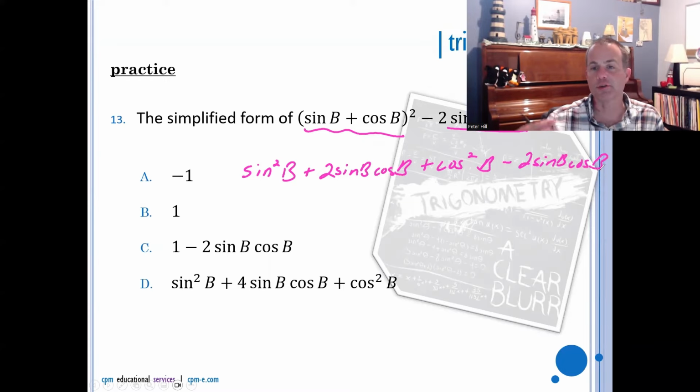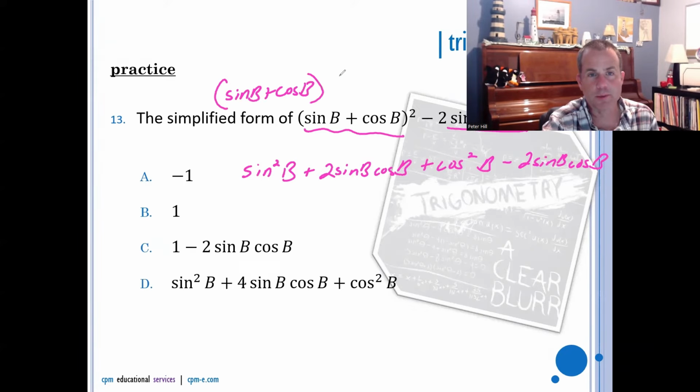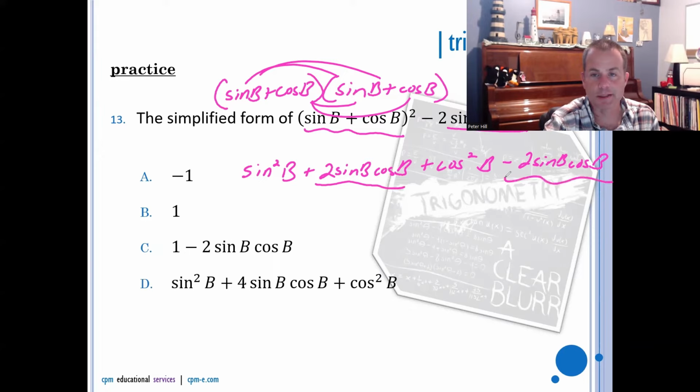Hey, if I just stressed you out by saying something that you're not familiar with, I said square the first, double the product, square the last, if that's not something you've been taught, don't worry. You're still going to do great on this diploma. You just have to think about it like this. Sine b plus cos b squared is sine b plus cos b times sine b plus cos b. And then you just have to FOIL it out. This guy and this guy give me 0. And then this guy and this guy give me 1. So the answer is going to have to be B.